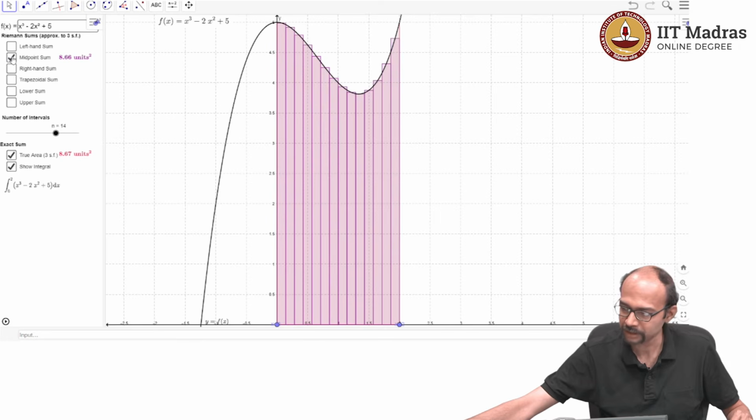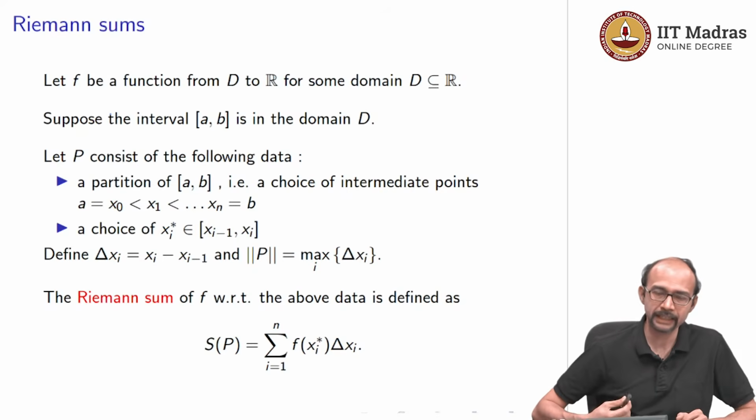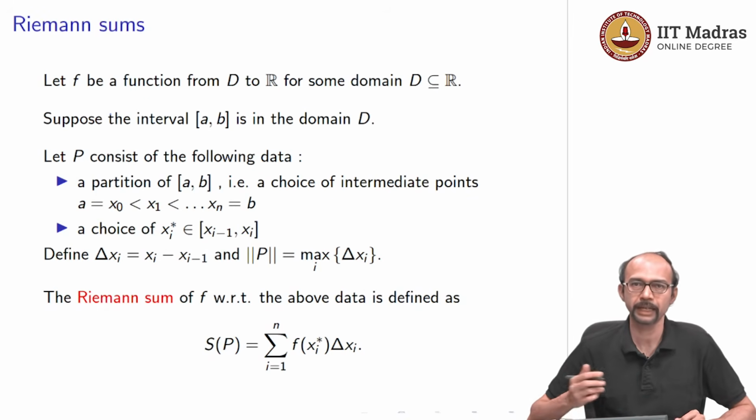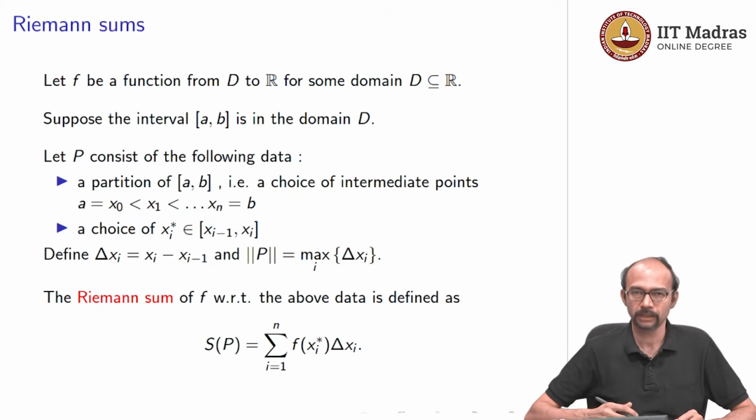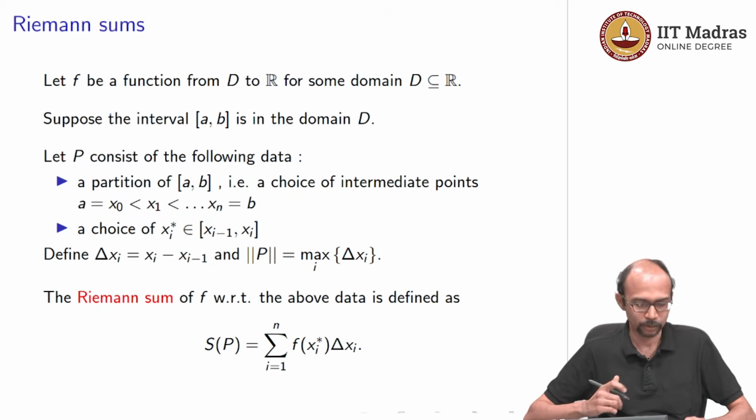And here is your midpoint sum, again quite close. Here is the right hand sum, and here are your lower and upper sums. I highly encourage you to go to GeoGebra and play around with the Riemann sums to get a hang of what we are going to see next.